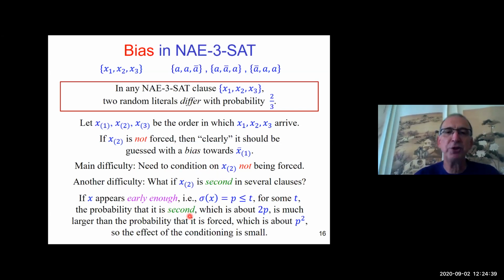So the most important observation here is that if x appears early enough, so if sigma of x is p, where p is less than some parameter t, then the probability that x appears second, which is about 2p, is much larger than the lower bound that we have on the probability that x is forced, which is roughly p squared. So that means that we actually do get a lot of chances to guess with bias, and the conditioning doesn't matter much because the probability that x was forced is tiny. This can be made formal.